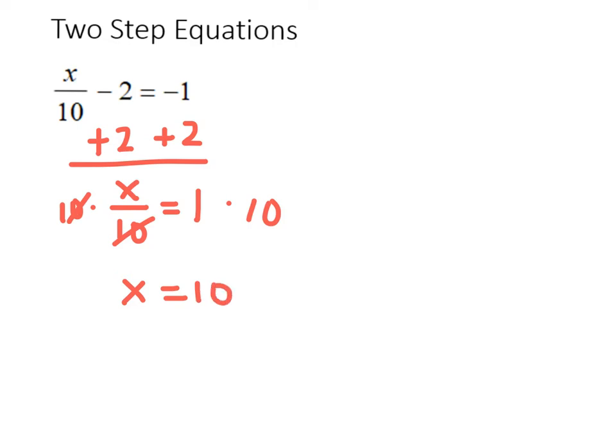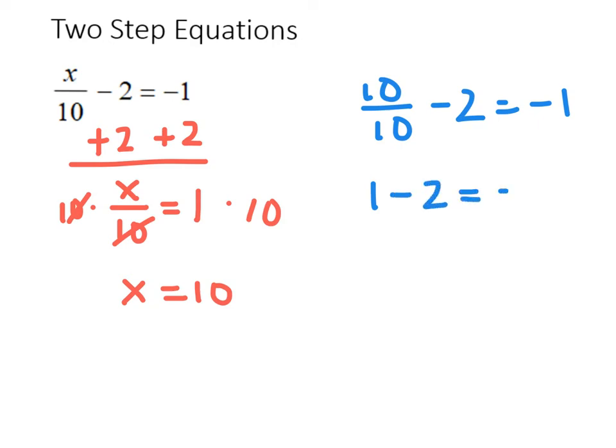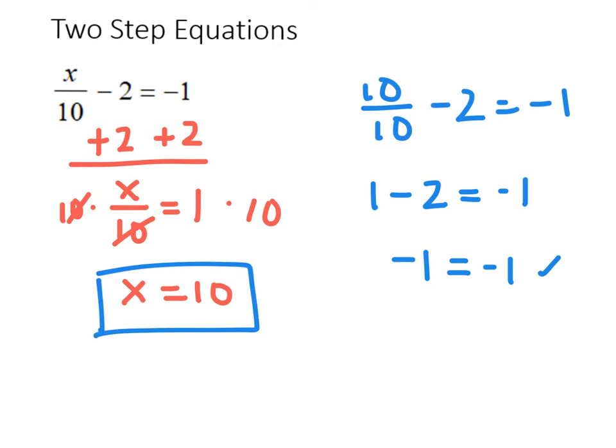Now we're going to plug it back into our original equation. So we'll have 10 over 10 minus 2 equals negative 1. Use our order of operations, so we divide, so we get 1 minus 2 equals negative 1, and negative 1 equals negative 1. So since this is true, x equals 10 is the correct answer.